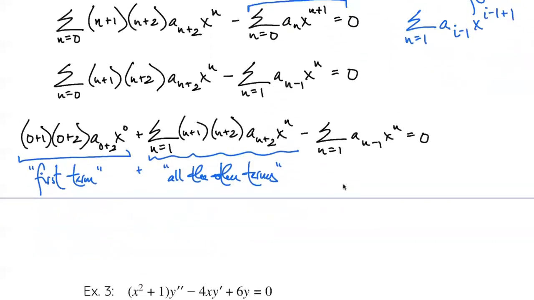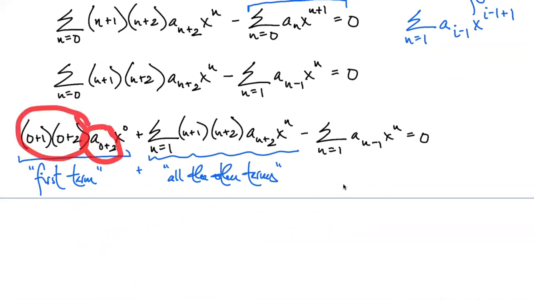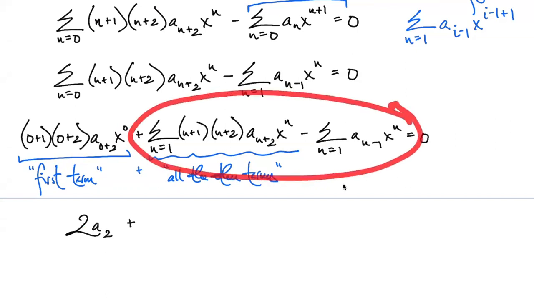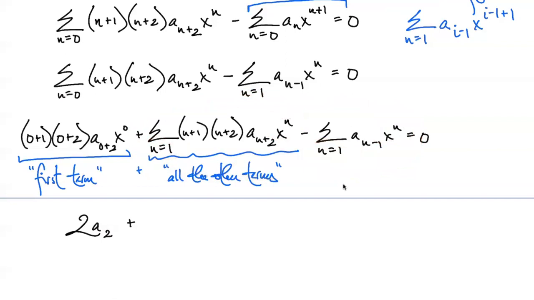Gotta insert a new page. Okay. So let's see what we have right now. I think we can clean this up one more step, all right? So 0 plus 1 times 0 plus 2 gives me 2. This gives me a sub 2, and x to the 0 is 1. So this quote unquote first term is just 2 a sub 2 plus, let's look at these two now. They have the same index, n equals 1, n equals 1. That's good. They also have x to the n and x to the n. That's good. Everything that we need matches. So now we can take our two series and we can combine them into a single series.